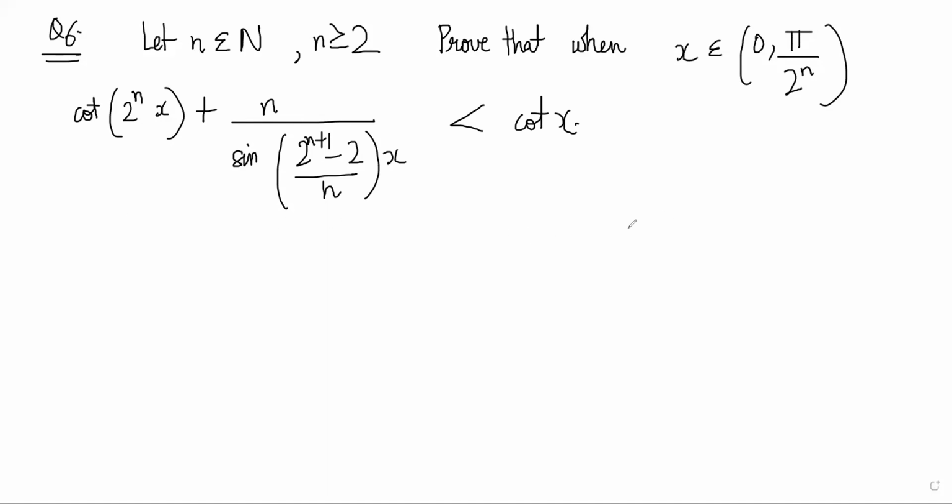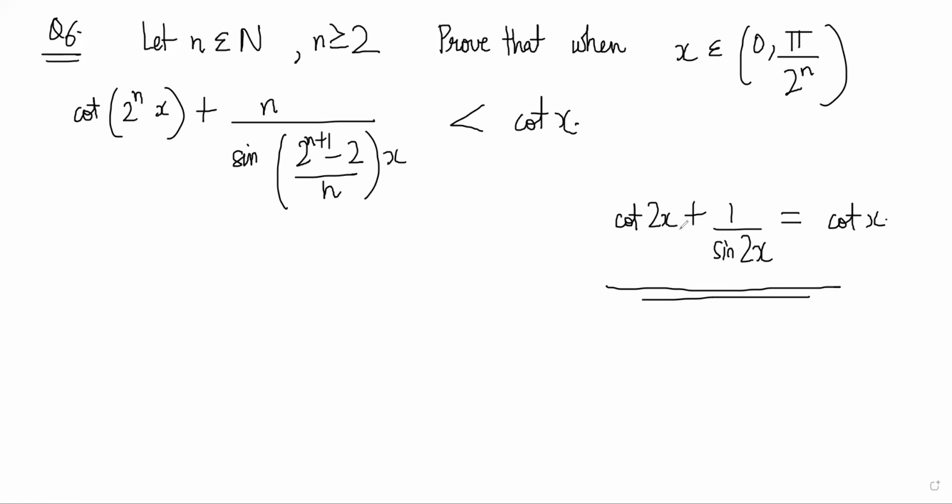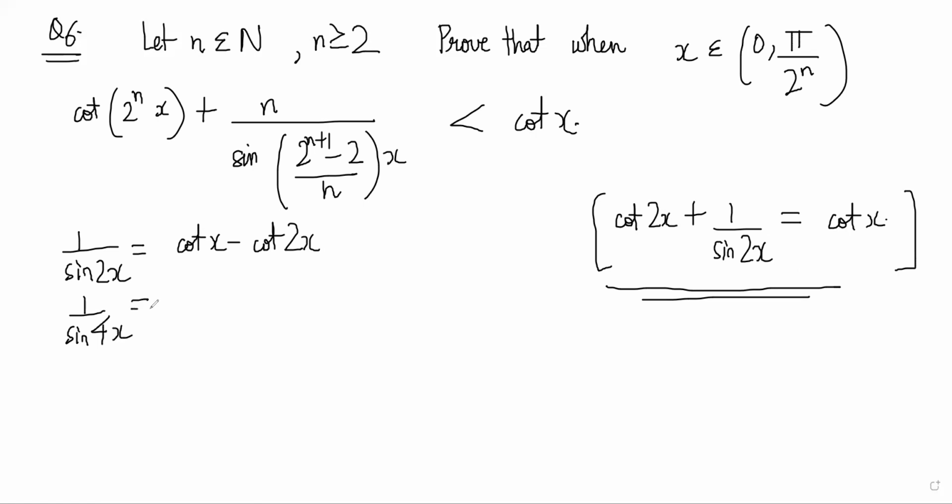We will look at this identity. The identity is cot 2x plus 1 by sine 2x is equal to cot x. And we'll use this identity repeatedly. First, we should try and prove this identity. It is pretty straightforward. So 1 by sine 2x is equal to cot x minus cot 2x. Therefore, 1 by sine 4x would be equal to cot 2x minus cot 4x. And if you keep adding like this, it will become a telescoping series.